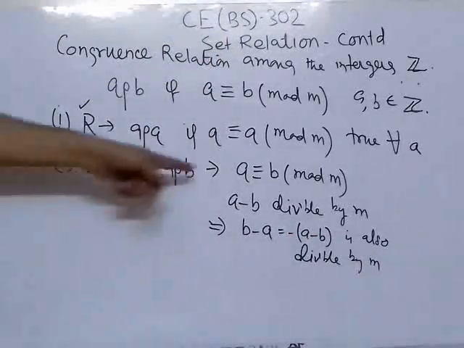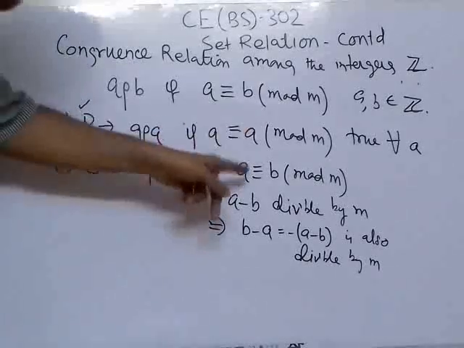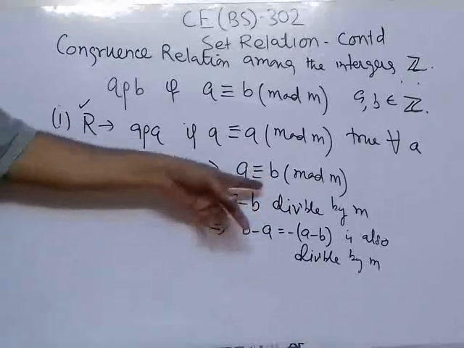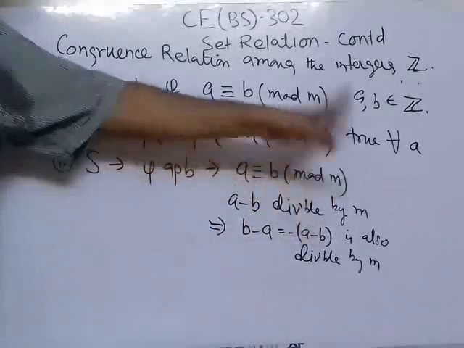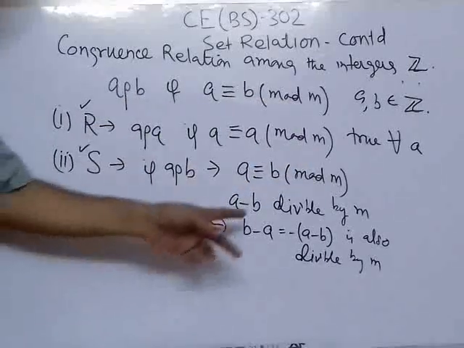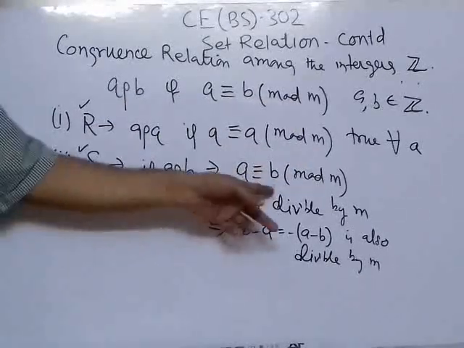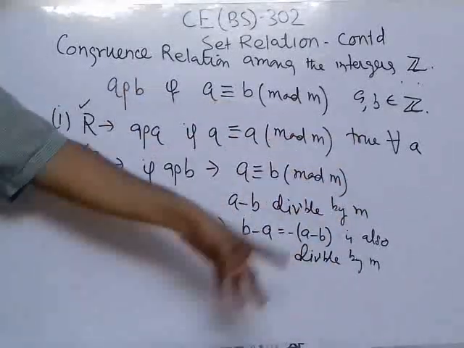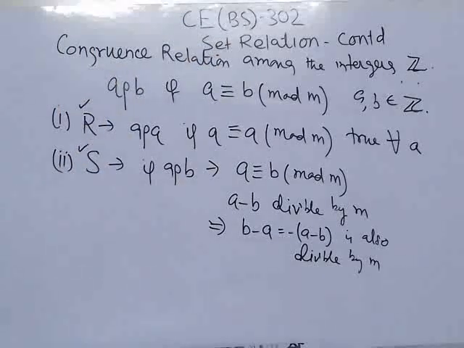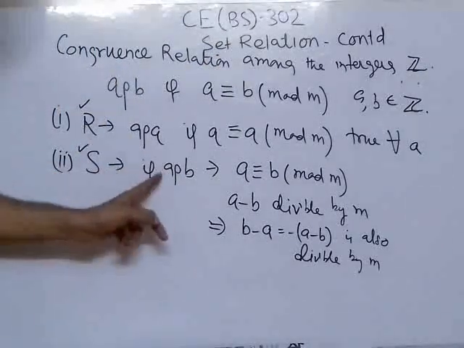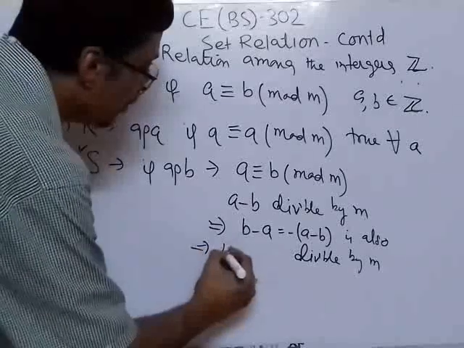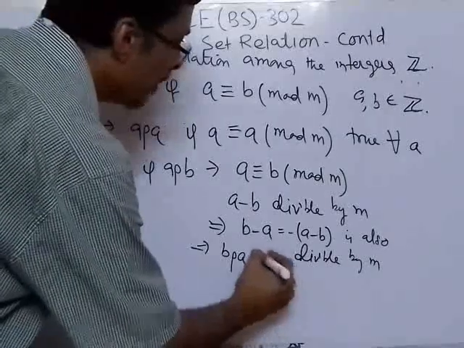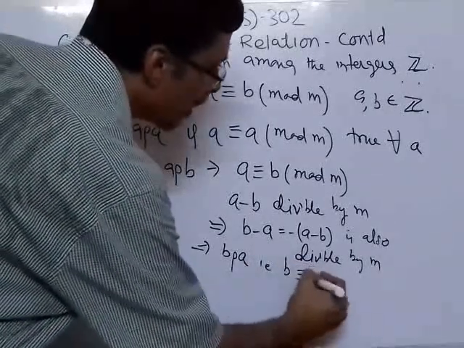Suppose A is 15 and B is 25. So 15 minus 25 is minus 10, that is divisible by 5, say M is 5. So obviously B minus A, that is 25 minus 15, that is 10, will also be divisible by 5. Whenever A minus B is divisible by 5, B minus A will also be divisible by 5. So whenever A rho B holds, this implies B rho A also holds. That is, B is congruent to A mod M.